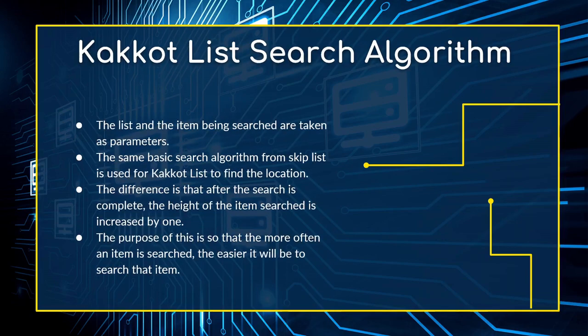Now, to compare, we have the Kakkot List search algorithm. This search algorithm is the same as the skip list. It continues to do the scan forward and drop down cycle. However, whenever it does find the node that it's looking for, it will increase the level by 1 and then increase the height of that stack by 1.